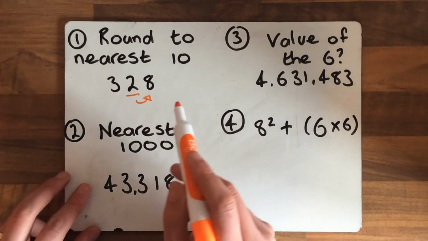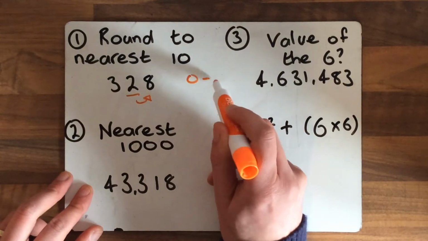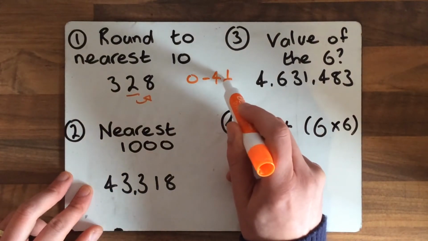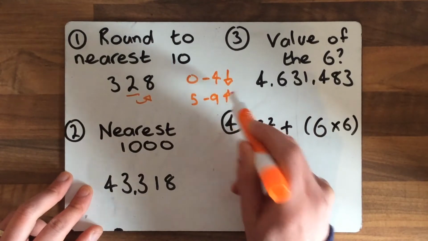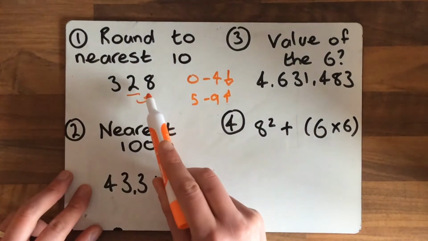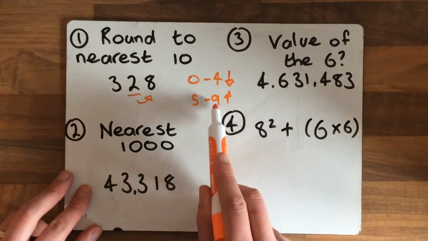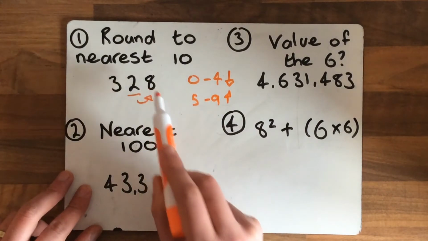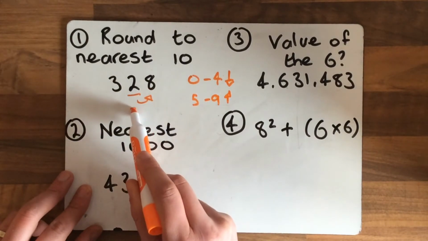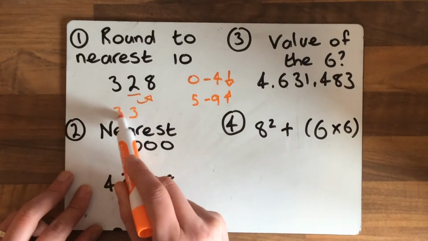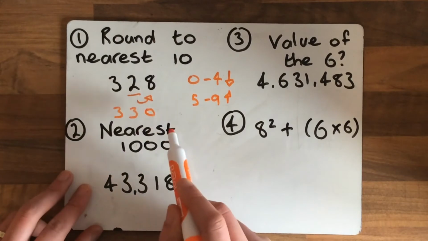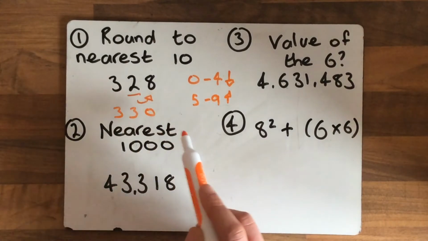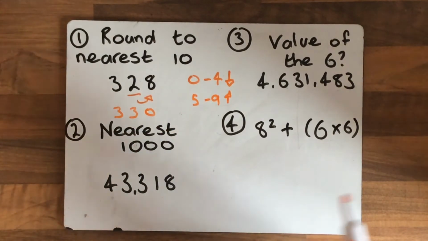Remembering, we look 1 to the right, we look next door at the 8. Now remembering, if a number is between 0 and 4, we round down. If it's between 5 and 9, it rounds up. We can see that this is an 8, it's between 5 and 9, isn't it? So it gets rounded up. So the underlying number goes up by 1, the 3 stays the same, and this 8 turns to a 0. So 328 rounds to the nearest 10, 330.